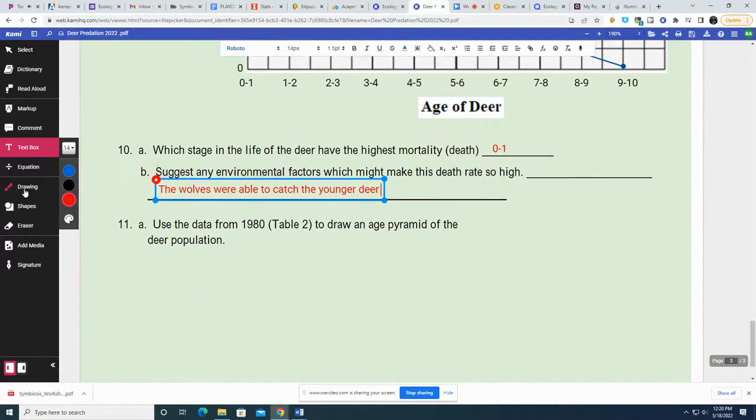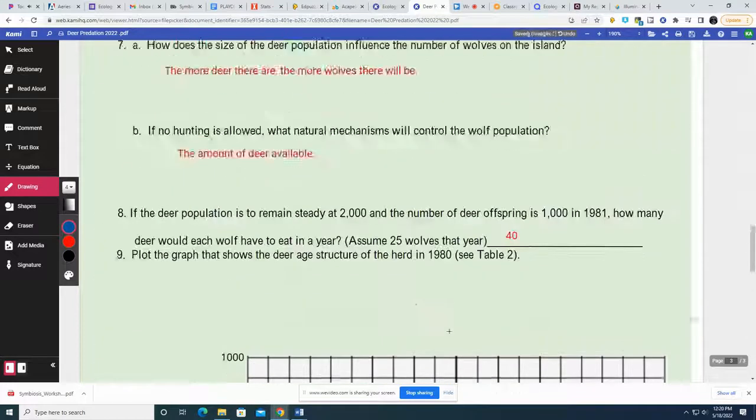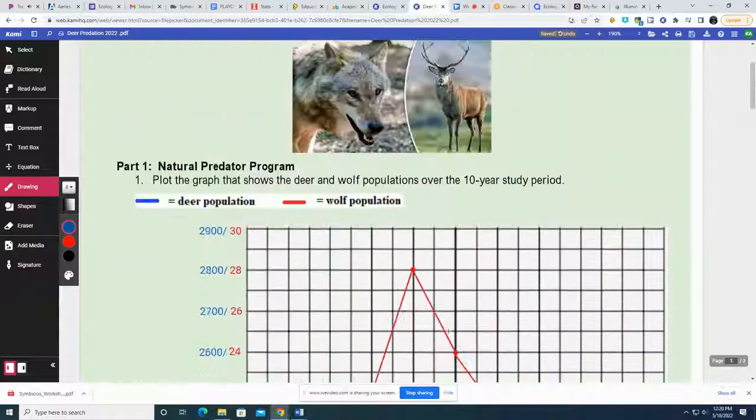And if you saw it on the start, on this one, you can go. All right, so there you have it. There's the deer predation, starvation.